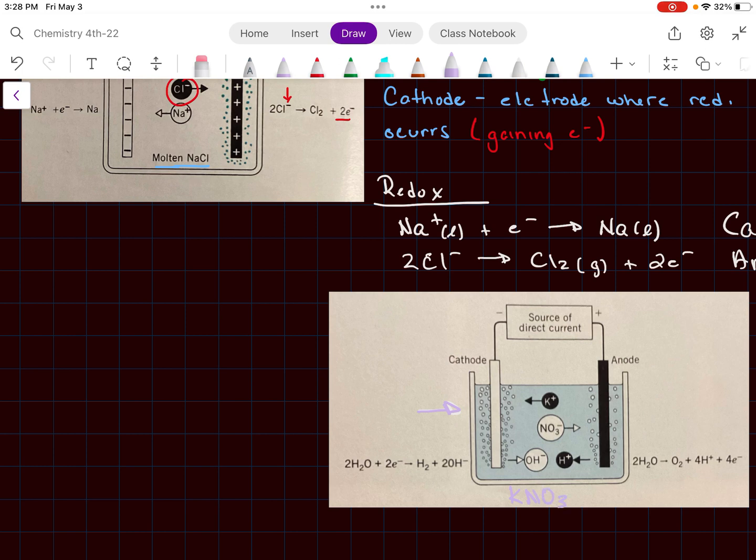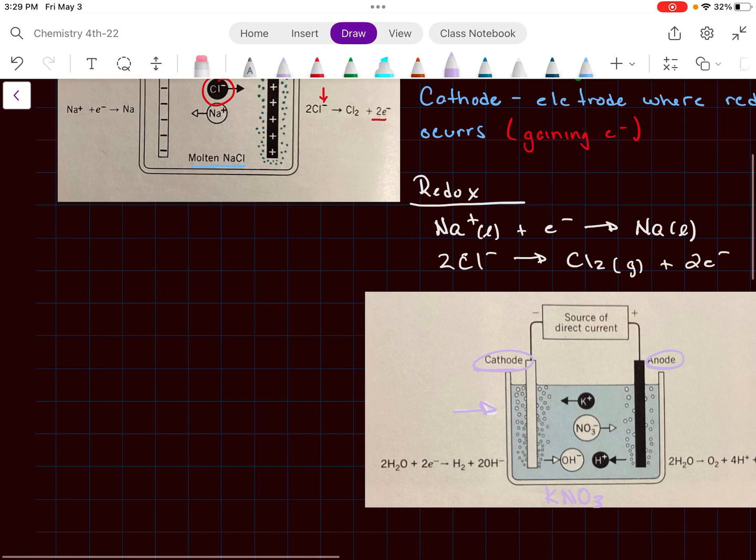Okay. So what's happening here is similar to what happened in the other battery, where you have a cathode that is undergoing reduction, and then you have an anode that's undergoing oxidation, right? The anode is here, the cathode is here, and you can see that the byproducts are going to be the hydrogen and the oxygen gases.